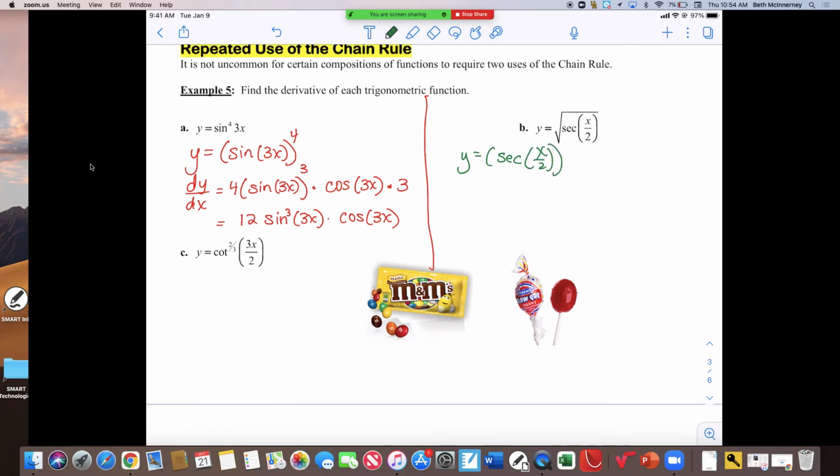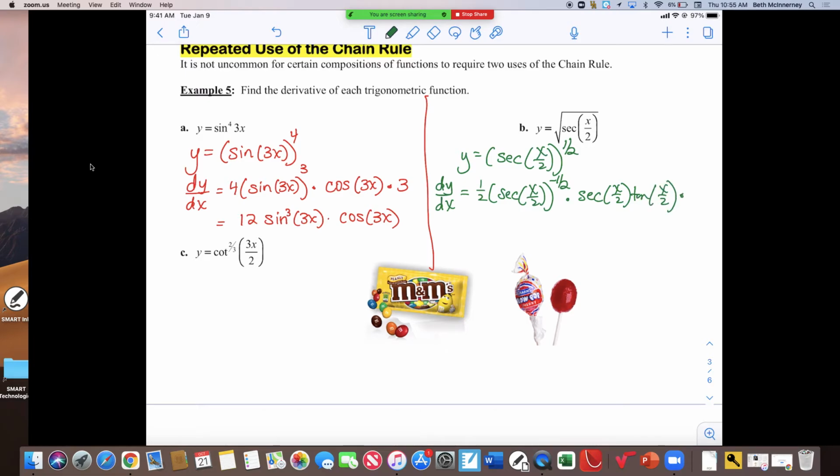Before I begin this one, I personally would rewrite it. I need to for me. It's optional. If you need it, do it. If you don't, don't. So I would rewrite that square root as the quantity to the 1/2 power. All right, so here we go. My wrapper is something to the 1/2 power. So I'm going to bring down the power, decrease the power by 1. So that was the wrapper. Now, the hard candy shell is secant. So the derivative of secant is secant x over 2 tangent x over 2.